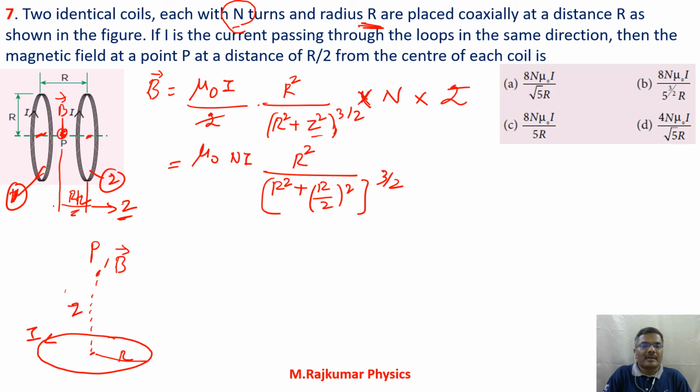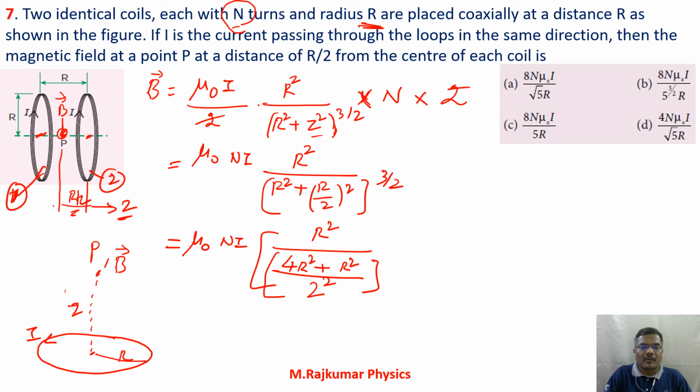We have to simplify this. When I simplify this expression, you will get the answer. So r square divided by r by 2 whole square will become 4. Instead of this 4 I am writing 2 square. So this becomes 4r square plus r square, whole power 3 by 2. This is the final expression here. Now 4r square plus r square will become 5r square.